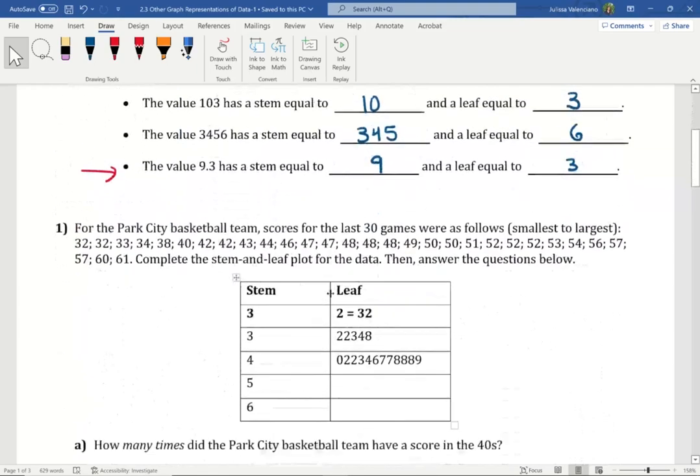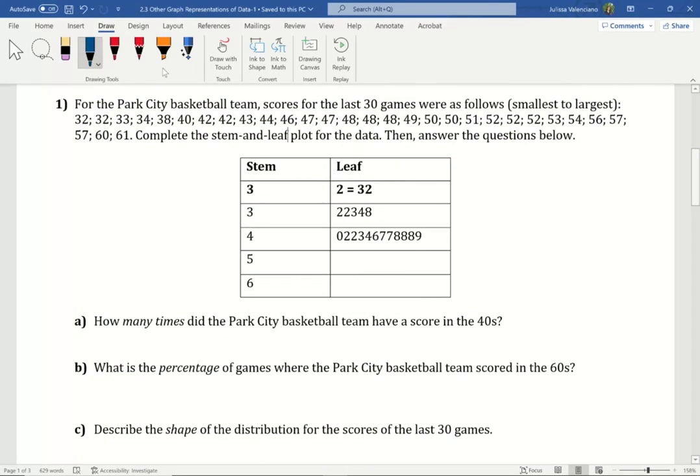We're going to look at exercise number 1. For the Park City baseball team, scores for the last 30 games were as follows, smallest to largest, and we're given the list of all data values. We should have 30 data values here. Okay. Now, we're going to complete the stem and leaf plot for the data. Then we're going to answer the questions below.